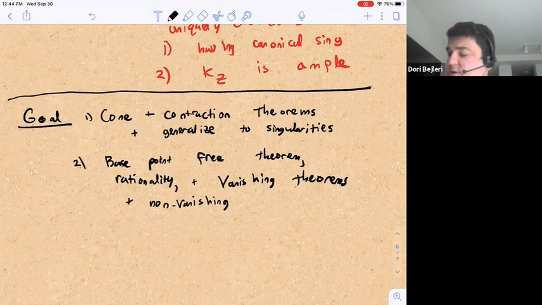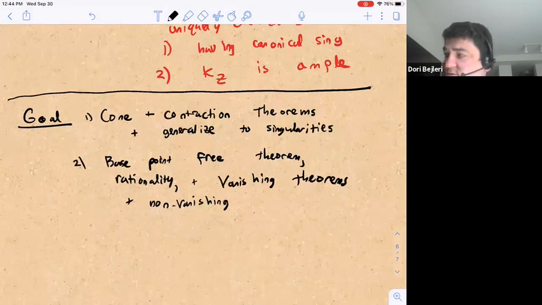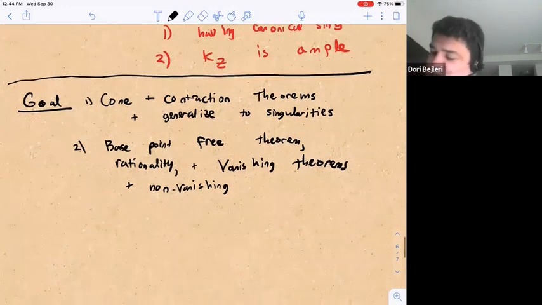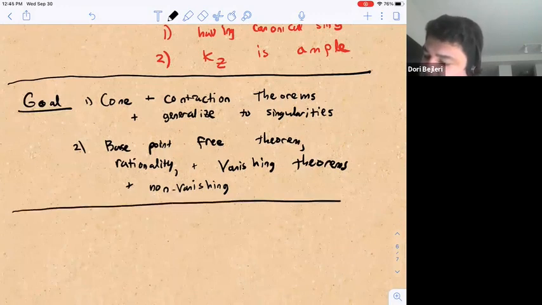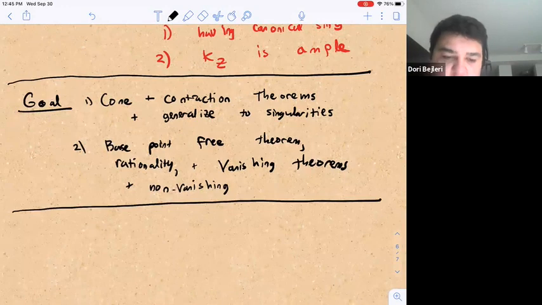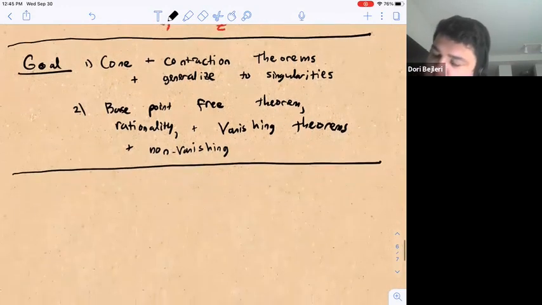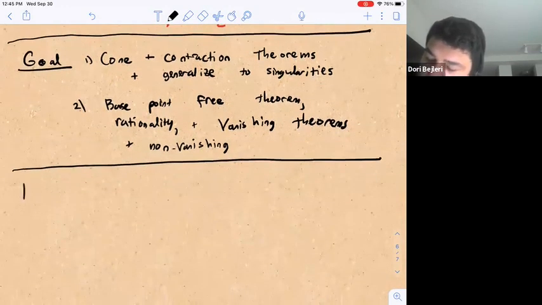Okay, so that's where we're going, at least for the next maybe month and a half. Yeah, and then we'll see the last few weeks what's going to happen. Okay, so let's just jump to the cone of curves in higher dimensions.